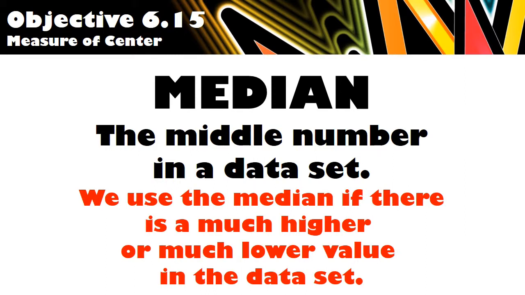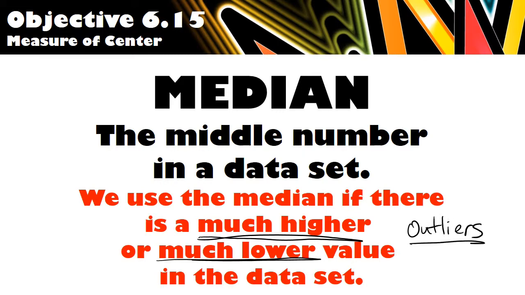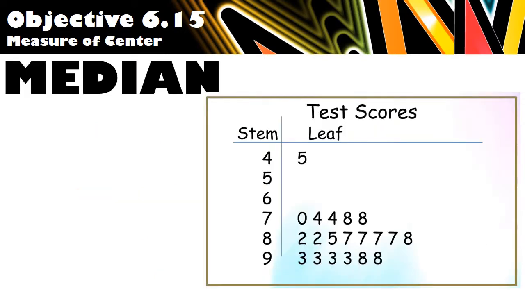Another word that we're going to take a look at is called the median. This is the middle number in a data set. We use the median if there is a much higher or a much lower value in our data set. These numbers are called outliers. It's important, please write that down in your notes. They're called outliers. We'll see some examples of those and how the median works.